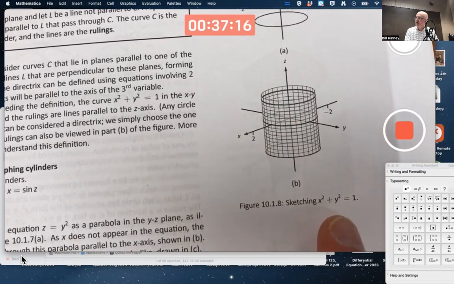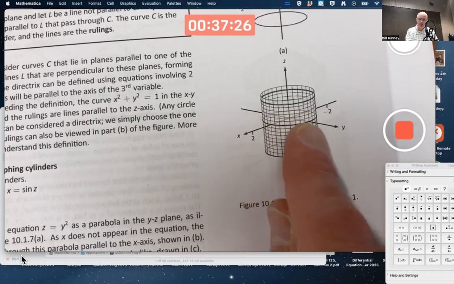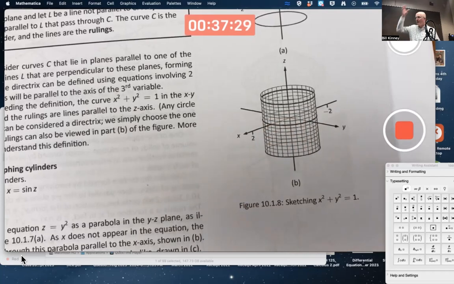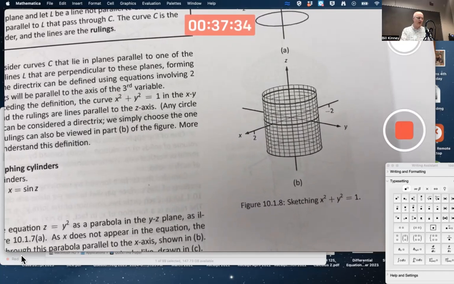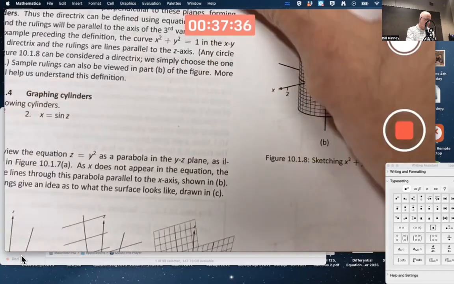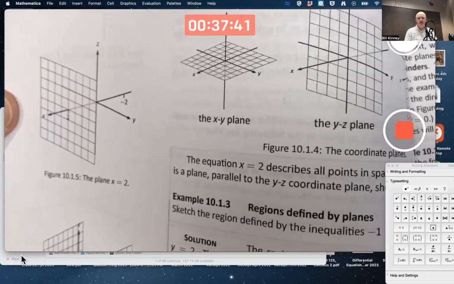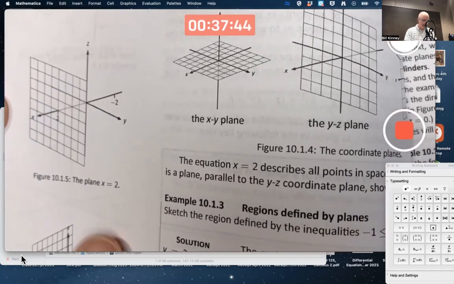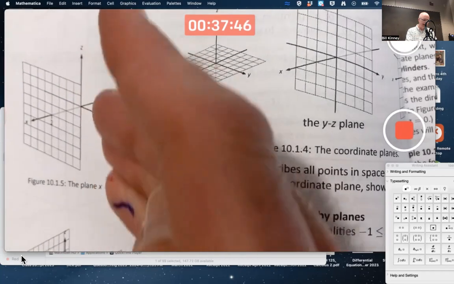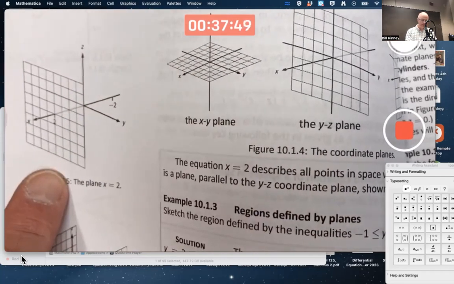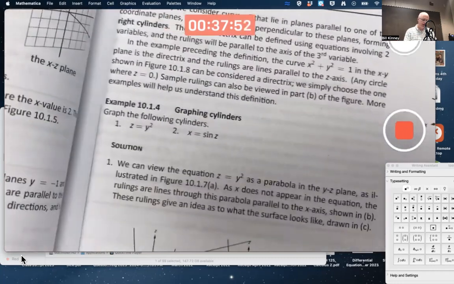The z doesn't show up in the equation, so it doesn't affect its truth or falsity. It's only the x and y coordinates that do. So you take the unit circle in the xy plane and translate it up and down forever, giving you an infinite cylinder. It's an important enough concept that I think you should be able to do that. Planes that are perpendicular to one of the coordinate planes, like x equals 2, which is parallel to the yz plane, so all the points where x equals 2. They're important enough that you should be able to do that.